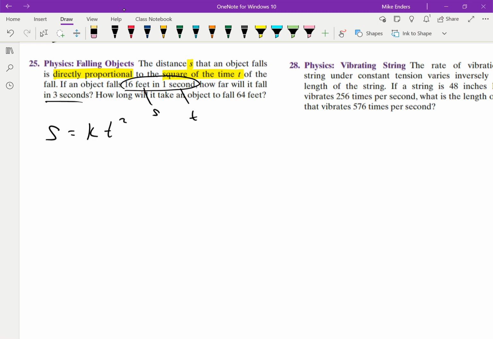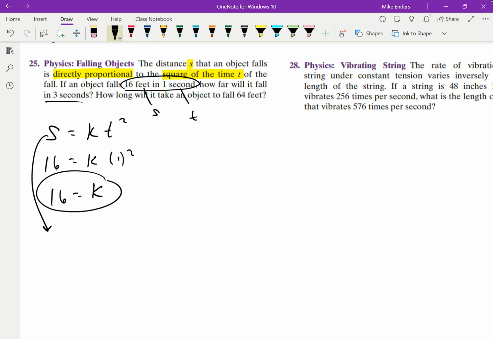So if we plug these things in, 16 feet in 1 second is going to look like this: 16 equals k times 1 squared. So 16 equals k. There we go. So now my constant is 16. So I can take this initial equation and say, okay, now I know my k value. So I've got s equals 16 times t squared.